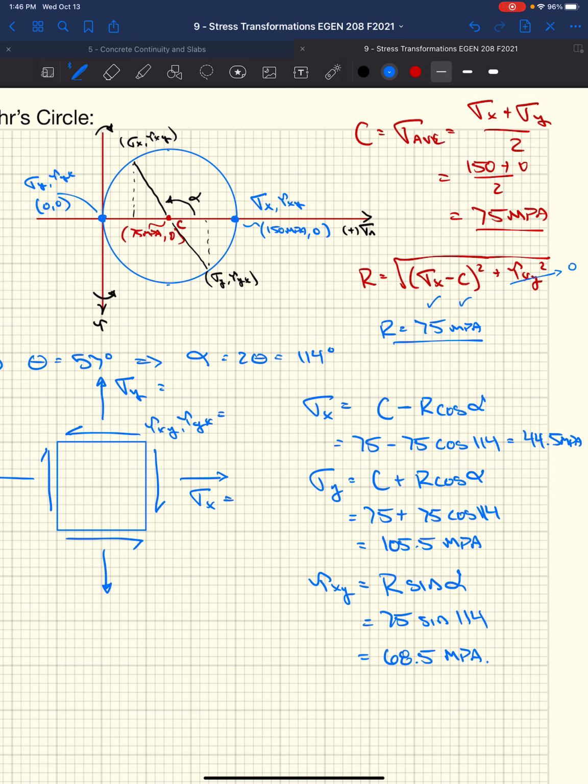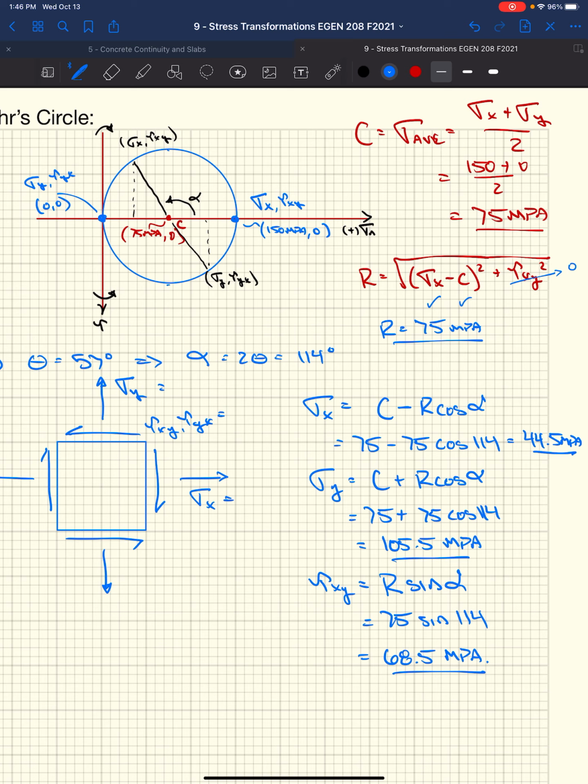So now that we have these magnitudes, right, we've got 44.5, 105.5, and 68.5. Well, if we're looking at the x face, the x face we know is positive, so it's in tension, so the direction of my arrow, I guess, was right. Then we also know that we're above the x-axis, right? This is clockwise rotation, so the direction of this shear stress on the x faces should try and spin this stress block clockwise, which I guess I got right.